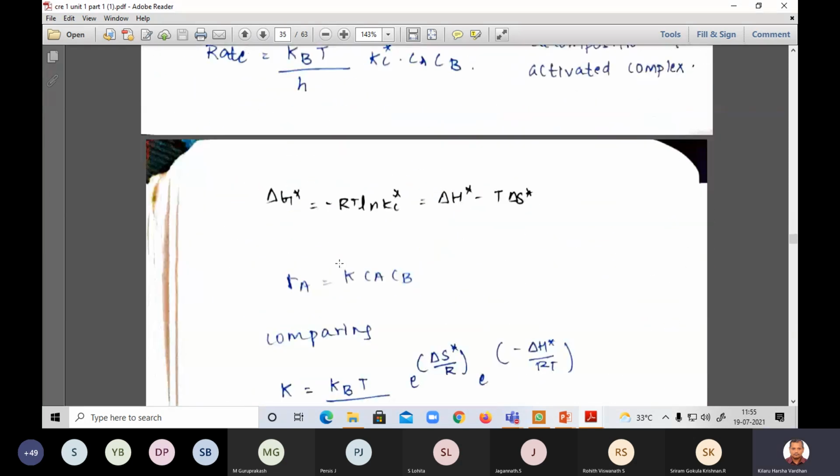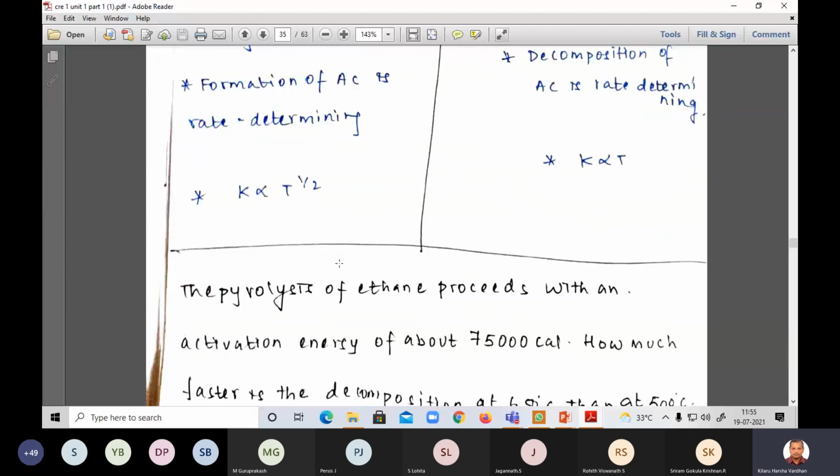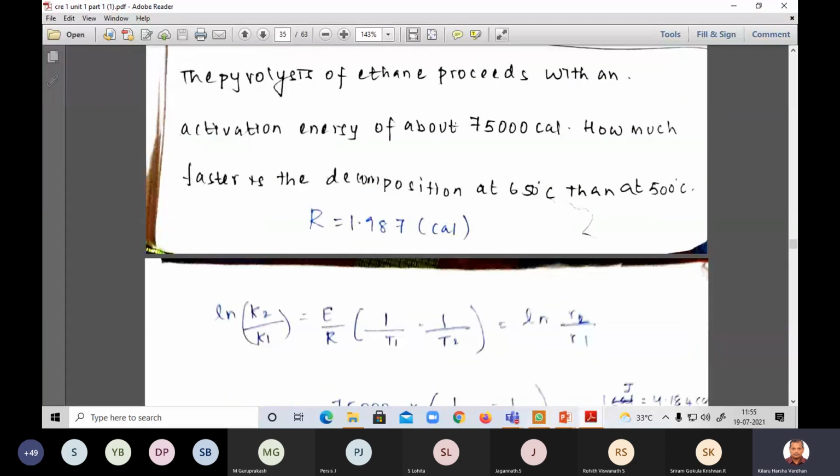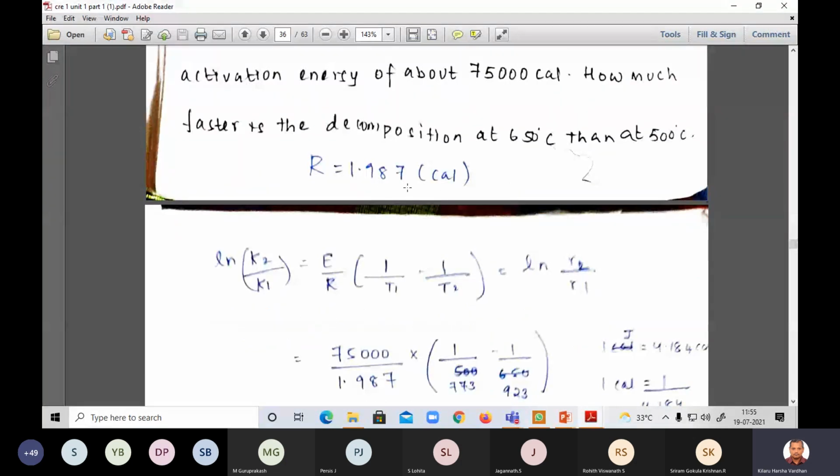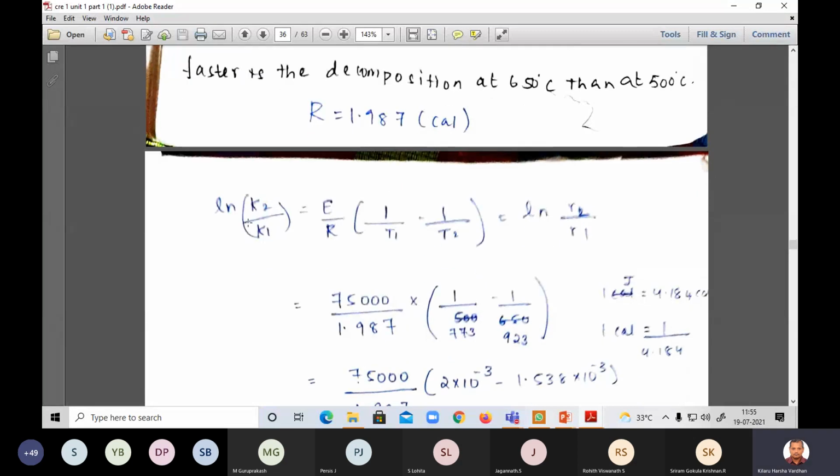She didn't do this problem here. Yeah, this. The pyrolysis of ethane proceeds with an activation energy. How much faster at 650 and 500? So R value is 1.98 calories. So we know that ln K2 by K1 is E by R, 1 by T1 minus 1 by T2. That is nothing but ln R2 by R1.